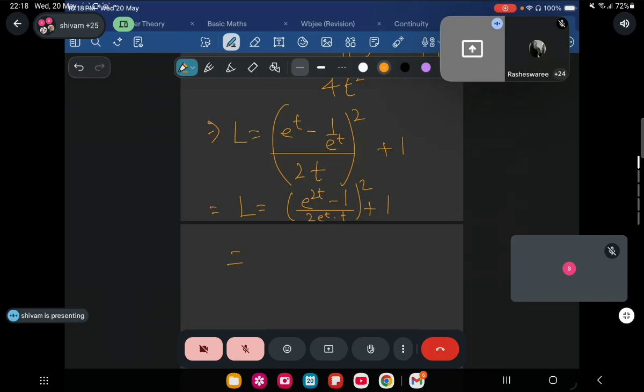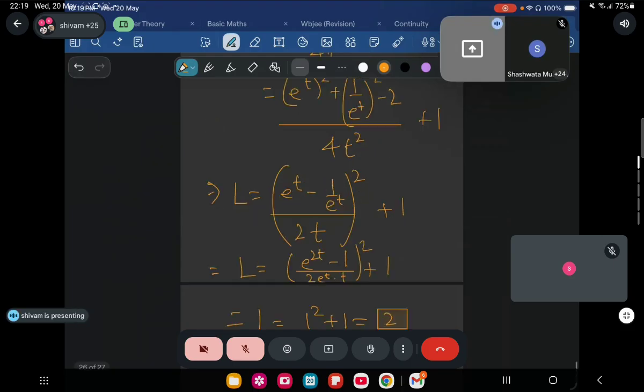So wait. In the numerator and denominator, we have to divide it by 2t. Sir, 2t is already there. 2t is already there, na? That will become 1. It will become 1 square. So 1 square plus 1, that will become 2. Tell me, you people understood the second method?